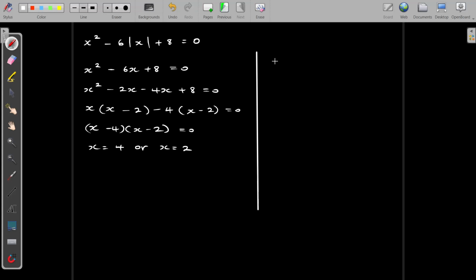The other one would be if we took the negative of this x here. So what I mean by that is if we had x squared minus 6x, and then we take the negative of this, plus 8 is equal to 0. So this would be x squared plus 6x plus 8 is equal to 0.